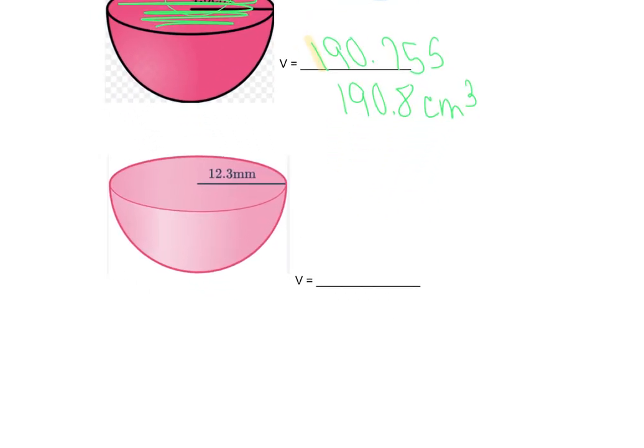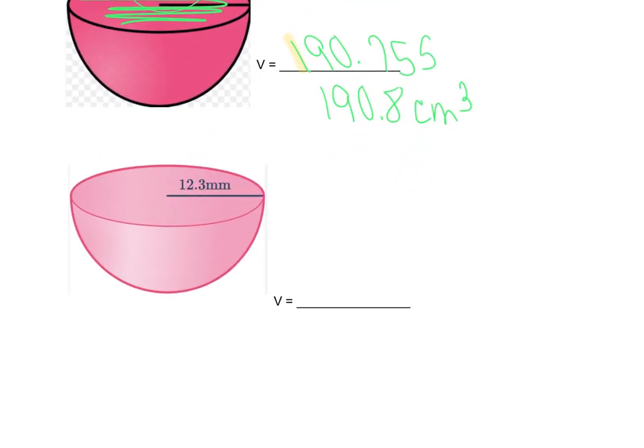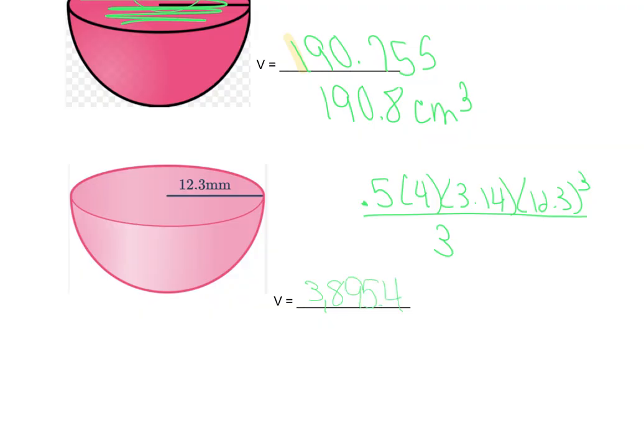Okay, so let's just really quick do one more volume question here. So we have half of our whole thing, which is 4 times 3.14 times our radius cubed, all of that divided by 3. So when we put that into our calculator, we should get 3,895.4 millimeters cubed.